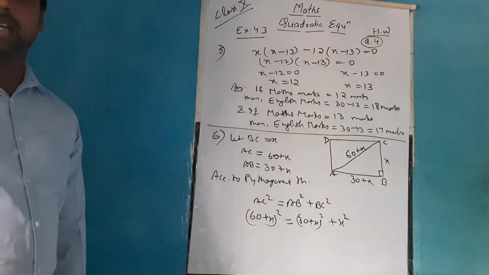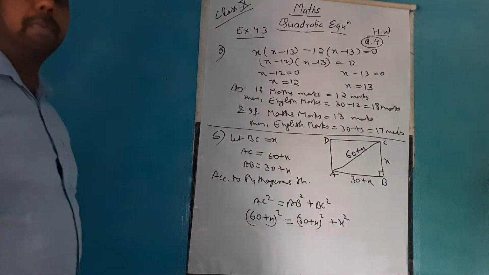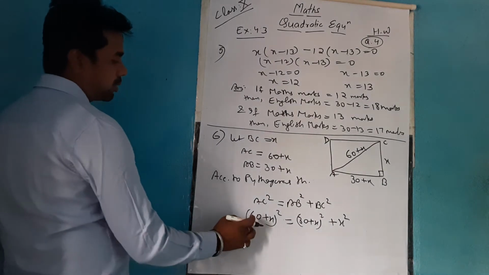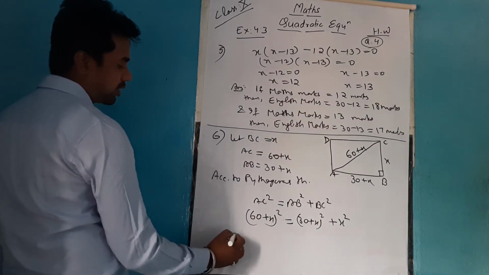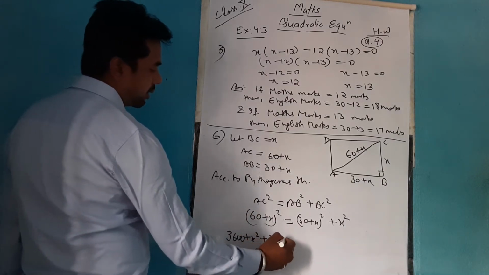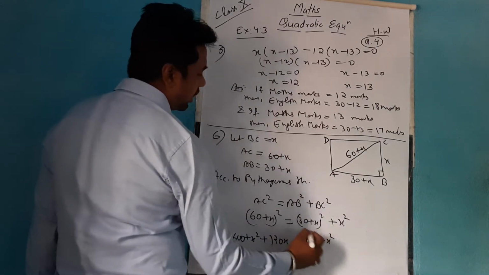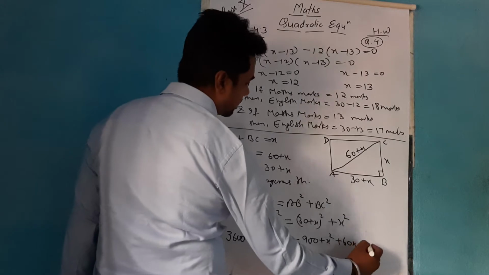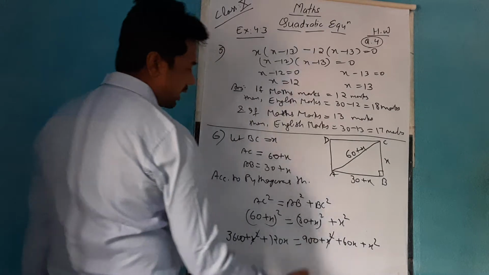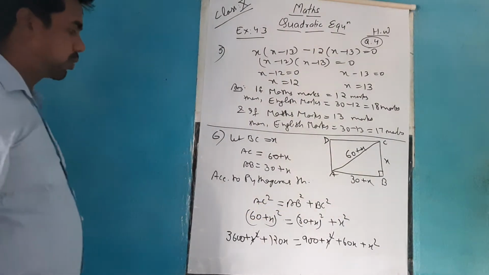Now we'll open the brackets and form a quadratic. Whenever you get this type of term, you will always open the bracket using the identity (a plus b) whole square. So here, 60 square is 3600 and x square plus 2ab, that becomes 120x. This equals 900 plus x square plus 60x plus x square. As x square is present on both sides, that will be cancelled, and now I'll bring everything to one side and form the quadratic.